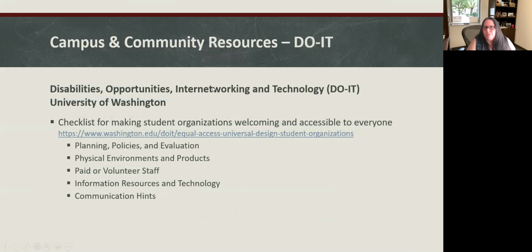And then I talked about the stuff from the University of Washington. This is a direct link to the checklist that Christy put in there. It talks about the planning policies, the physical environment, how to train and educate your staff, the IT stuff. And it also has a really great section on communication hints. We sometimes get asked to come and talk about disability etiquette, and I think what that really is, is how do you effectively communicate and talk about disabilities? At the very bottom of the linked page is a specific page about communication.